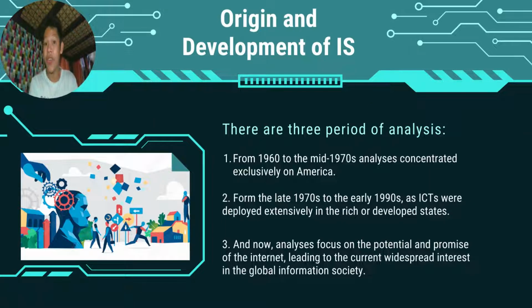So for the origin and development of information society, there are three periods of analysis. The first one is from 1960 to the mid 1970s, when analysis concentrated exclusively on America. The second one is from the late 1970s to the early 1990s, as ICTs were deployed extensively in the reach of developed states. And the third one is when analysis focused on the potential and promise of the internet, leading to the current widespread interest in the global information society.